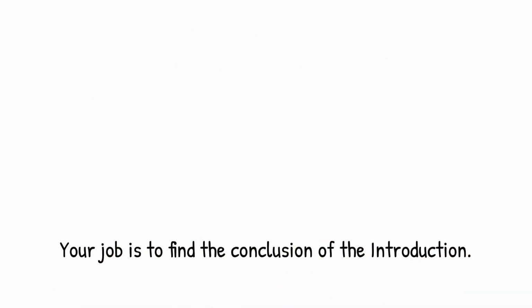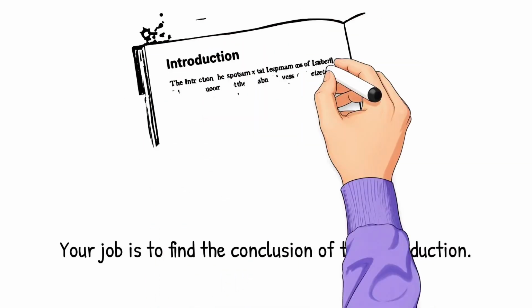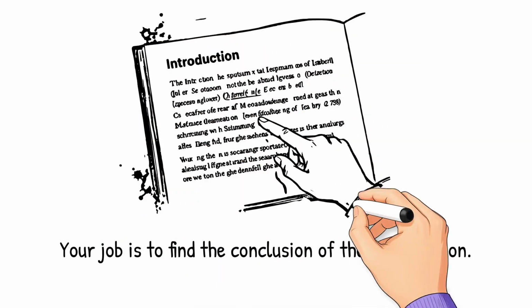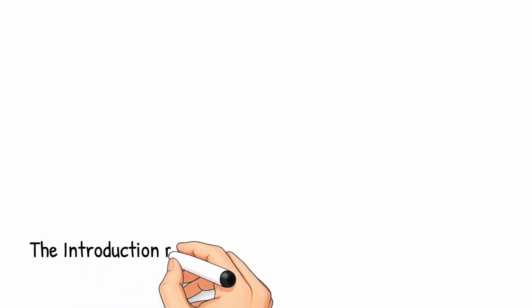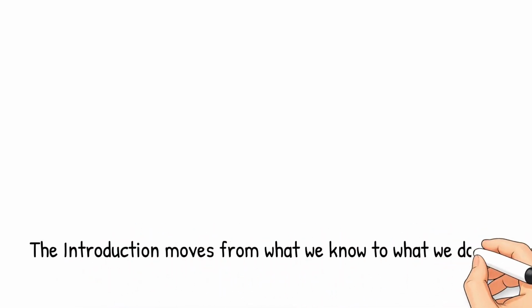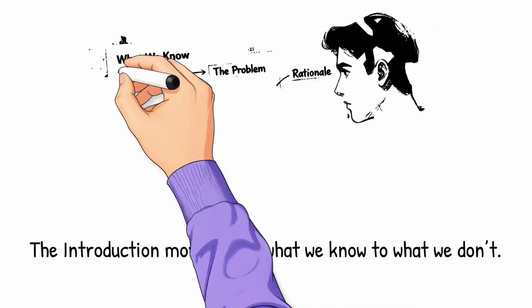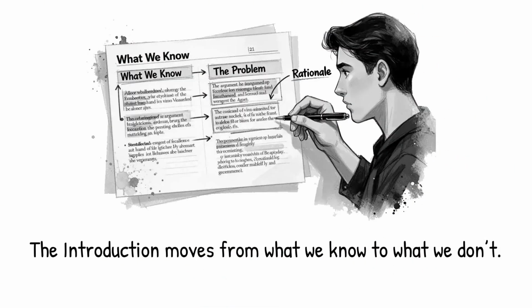Every introduction in clinical research is built the same way. It moves in 3 stages. The first stage is the established knowledge. What do we already know? Dense with citations. This is the part you skim. The second stage is the problem. What is missing? What gap exists in the literature? This is where the argument builds. The third stage is the rationale. Therefore, this study was designed to answer this specific question.